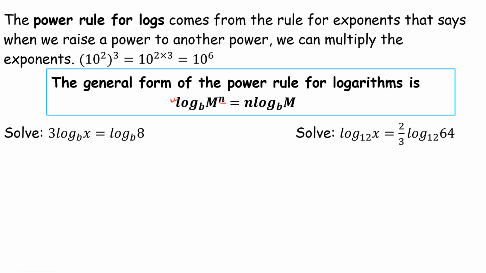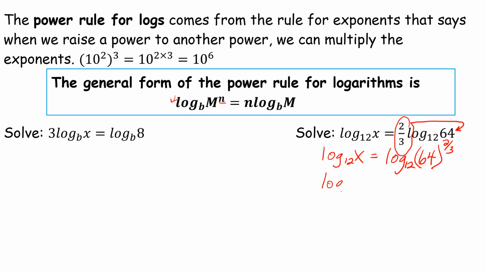So we did that first one on the left. On the right, we've got log base 12 of x is equal to 2/3 log base 12 of 64. So you've got log base 12 of x is equal to, then you've got this coefficient in front of the log. You can take that and put it into the exponent of the argument. So that would be log base 12 of 64 to the 2/3 power.